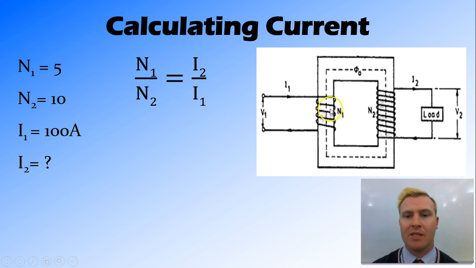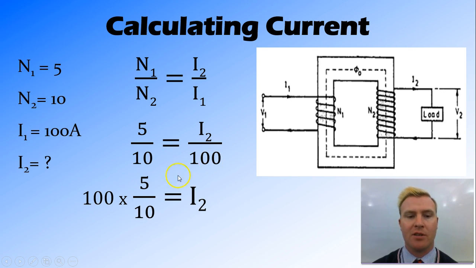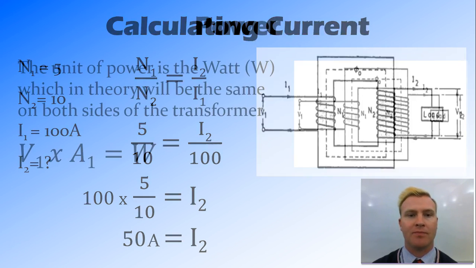So again, on this side we've got 5, and on this side we've got 10 turns. And again, we're going to use 100. This time we're talking about current, so that's 100 amps coming in. So we just plug that into the equation, giving us 5 on 10 equals the current coming out divided by 100. We times both sides by 100, giving us 100 times 5 on 10, which is a half, equals the current. So that comes out as 50, and then we'll put our units of amps in there. Okay, so it's fairly easy to use this formula.